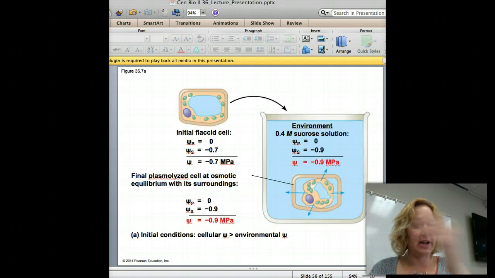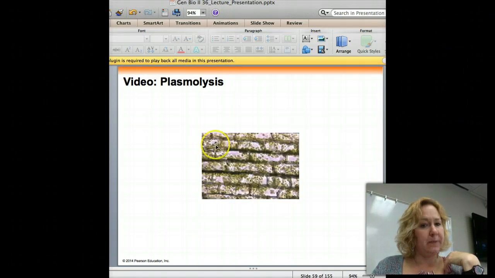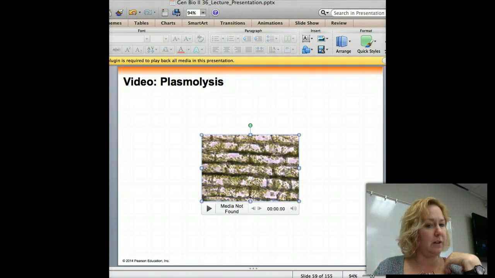Okay, so there again, there it is bigger, your flaccid cell, and then you're gonna see this water coming out because it's in a sugar solution. Oh, here's a video. I don't know if it'll work. Let's try it. You can actually see the little things moving in there. Okay, let's move on.